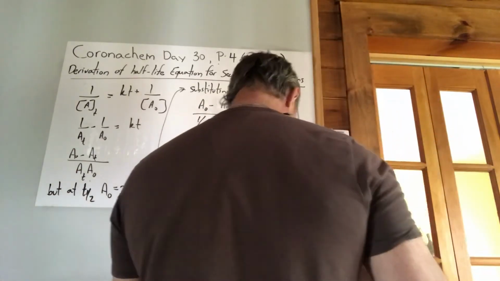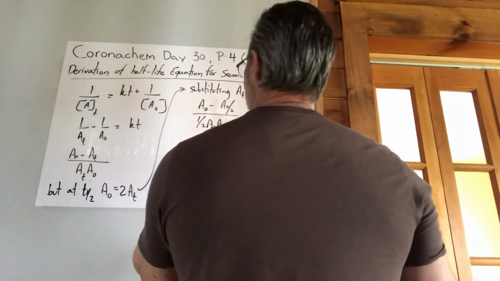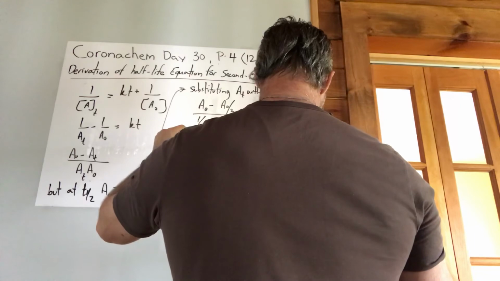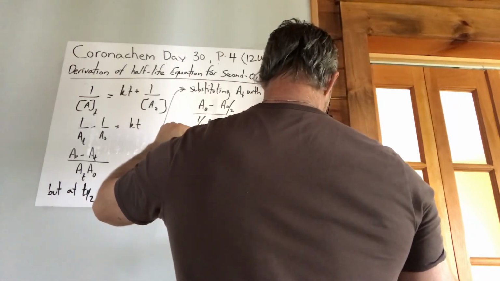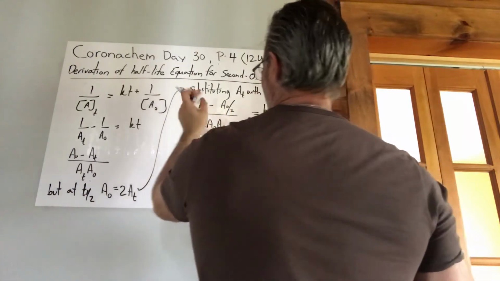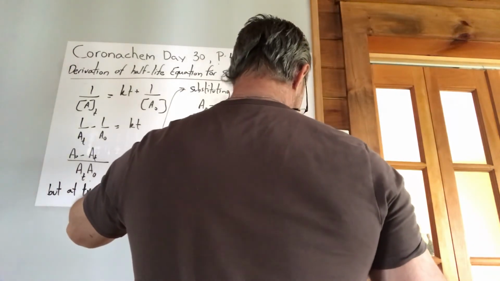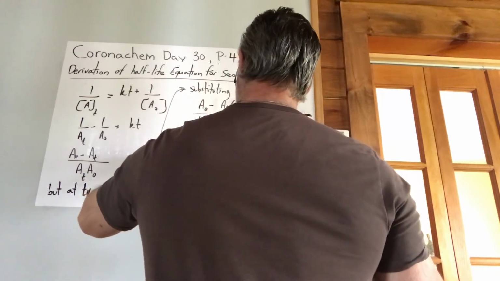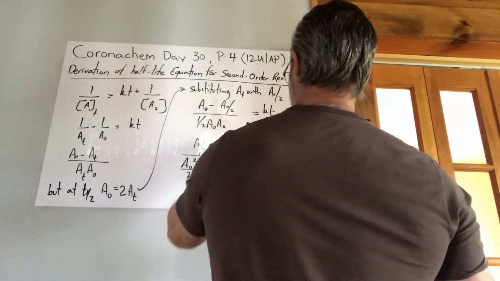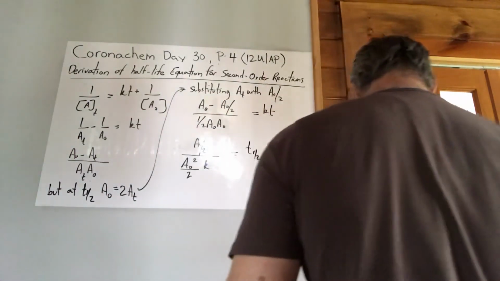And then what we'll do next is multiply these two things which are right next to each other. So this simplifies to the following. A naught, if you have one A and you subtract half an A, you've got half an A. So you've got A naught over 2, over A naught squared over 2, times k, because I've transposed the k. So that gives you the value of t, which by the way is going to be t 1/2, because we just established that it's a t 1/2.